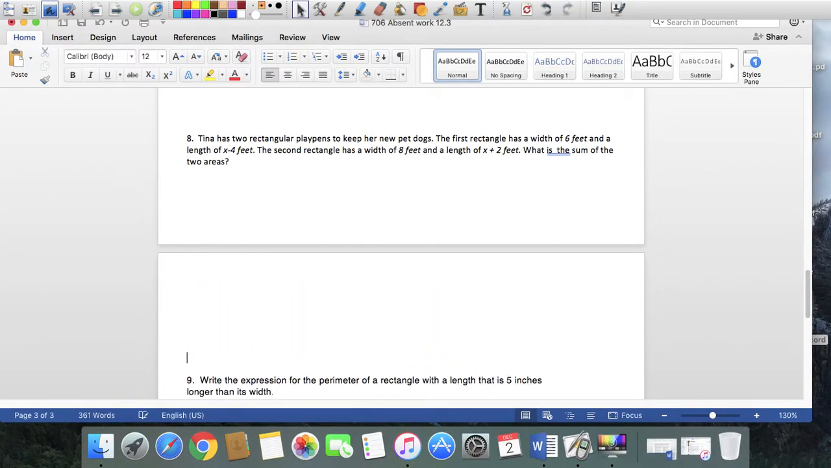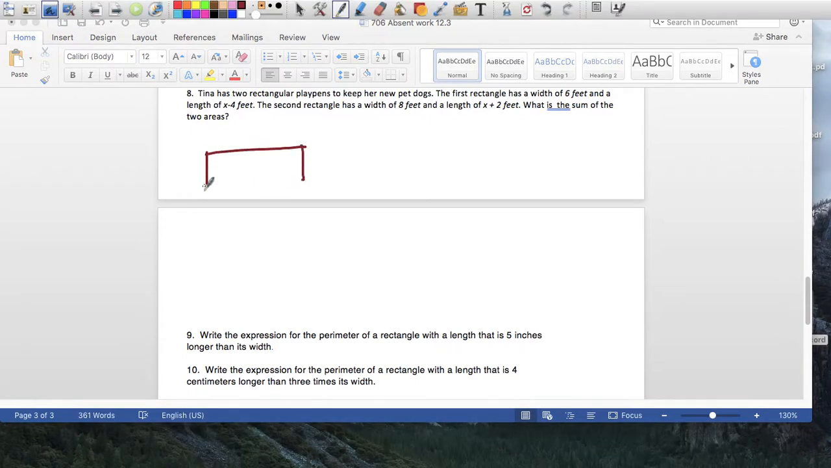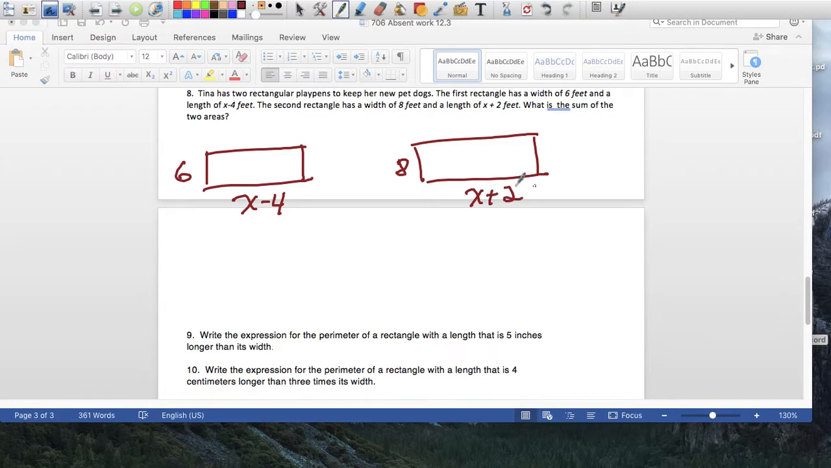So Tina has 2 rectangular playpens. Okay, rectangular. So there's 2 of these to keep her new dogs. The first rectangle has a width of 6 and a length of x minus 4. The second rectangle has a width of 8 and a length of x plus 2. What is the sum of those two areas?